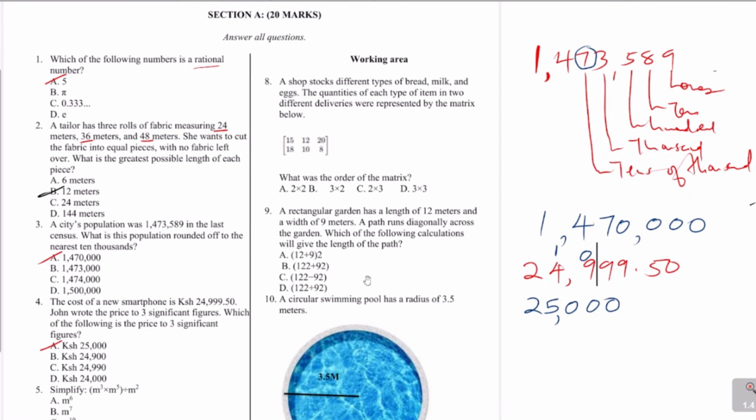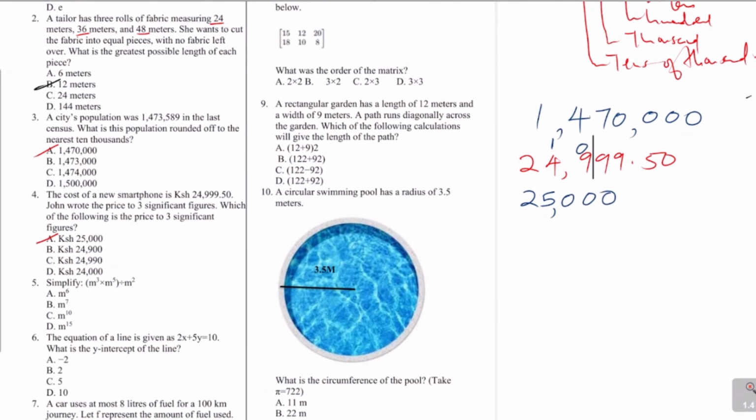We go to question number 5. Question 5. Simplify. These are questions on indices. Simplify m cubed times m raised to the power 5, divided by m squared. You know the laws of indices. When you're multiplying and the bases are the same, you add the powers. So you take m, then you add 3 plus 5, add the powers. 3 plus 5 is 8.